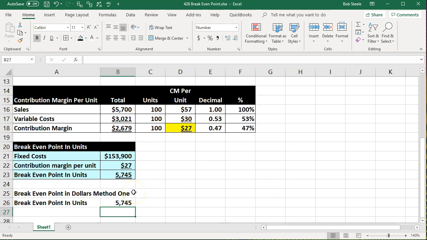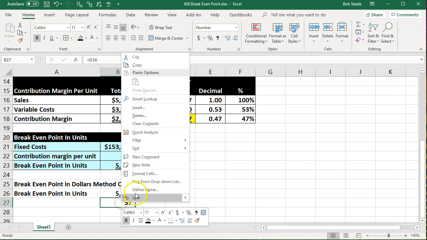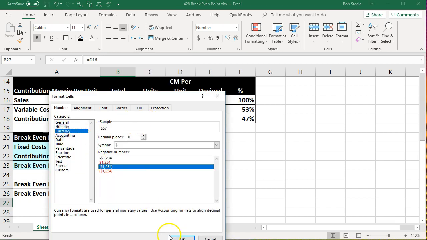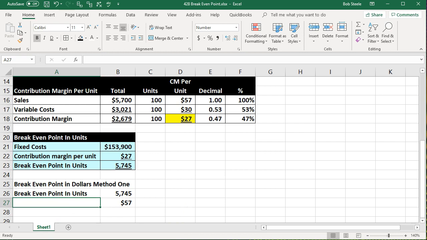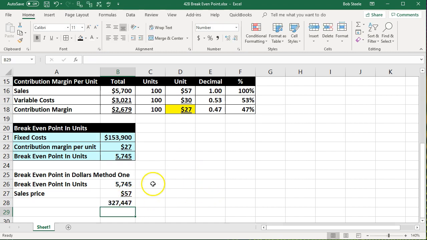So this is units. I'm going to pick up the sales price, how much we sell them for, $57. Again, I'm going to format that as a dollar to remind myself that that's dollars. And that will be the sales price. I'm going to underline this now. And then we're going to say, okay, there's 5,745 units we have to sell at the sales price of $57. We'll just multiply that out. If we sell 5,745 units at $57, then we're going to have the break-even point in revenue. The amount of revenue we're going to earn is that $327,447. And that'll give us our break-even point in dollars.